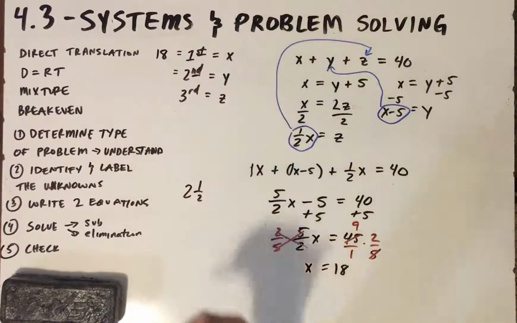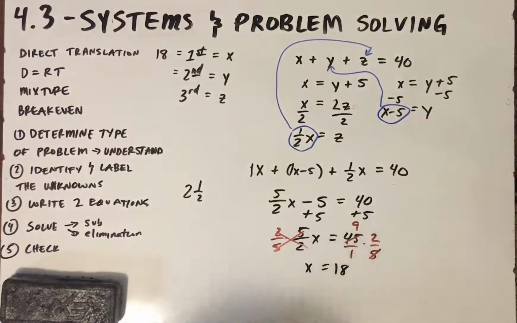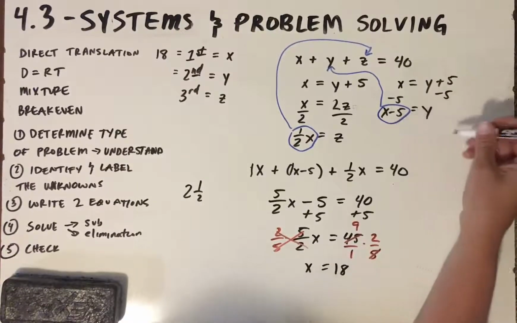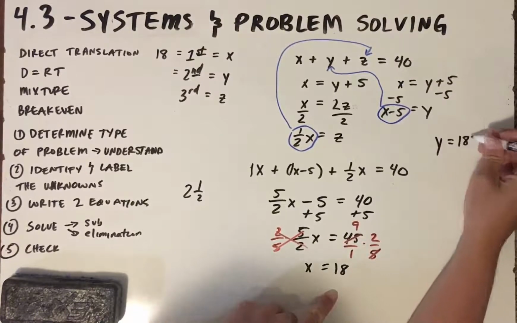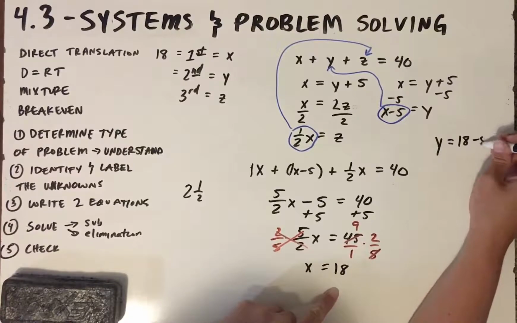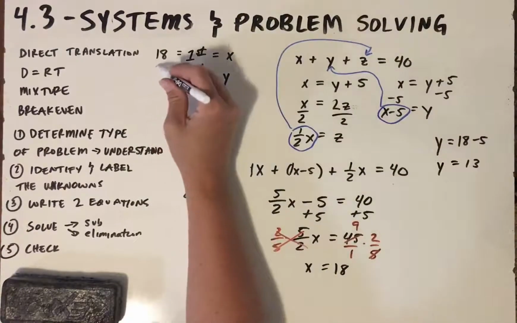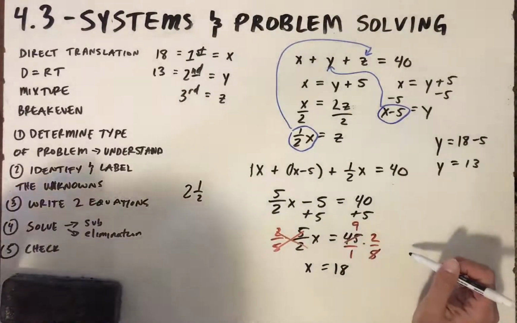Well, what's the second number? How can I figure out what the second number is? Well, if y is equal to x minus 5 and x is 18, then y is equal to 18 minus 5. So y is equal to 13.